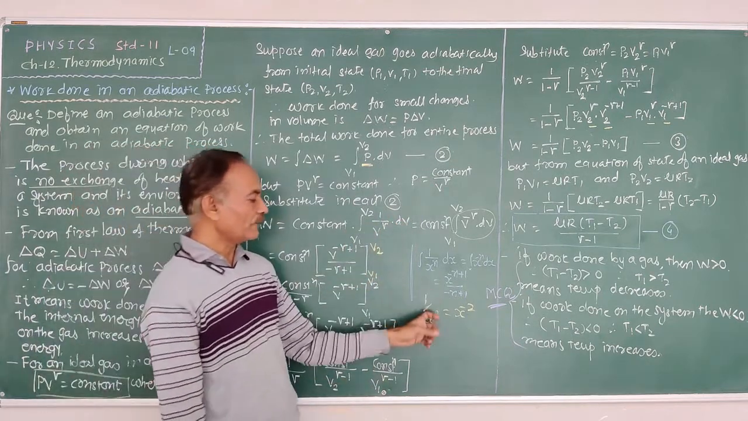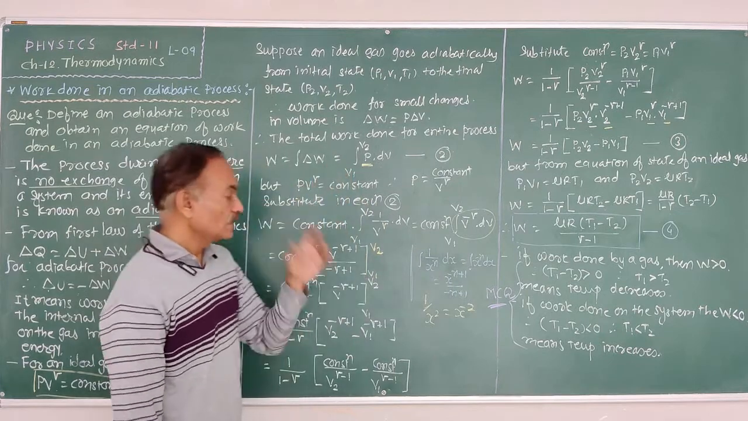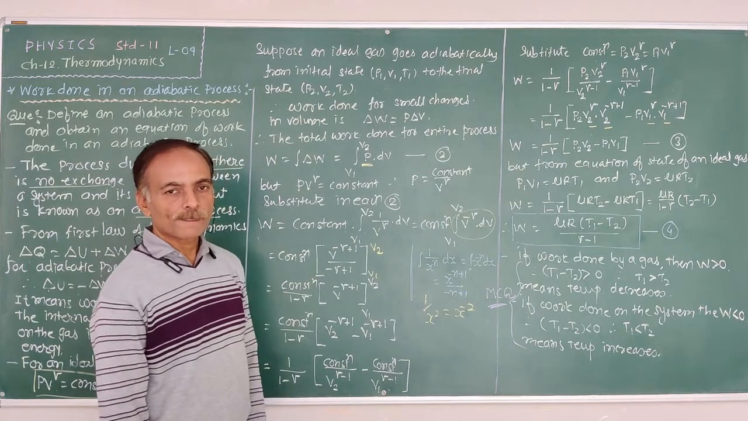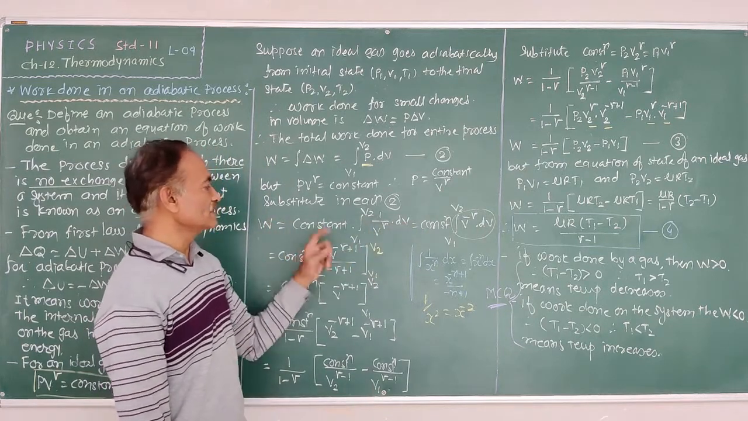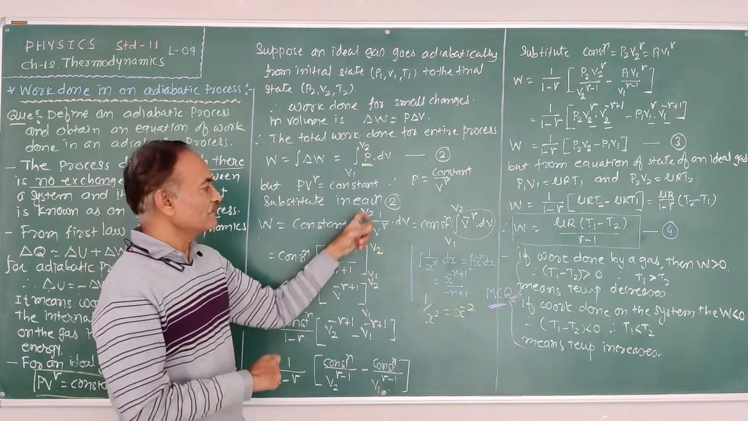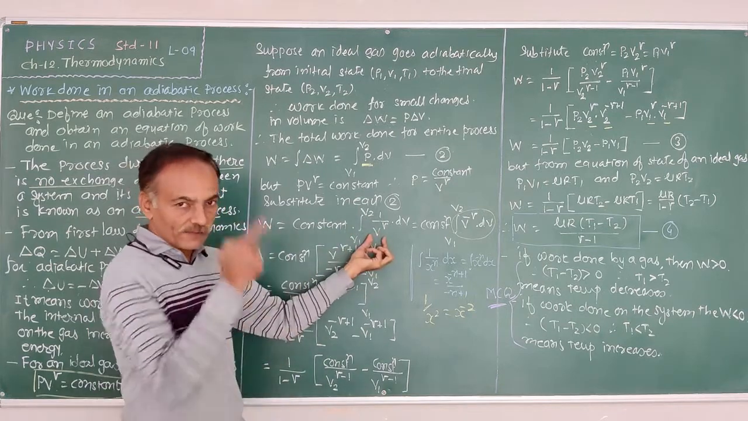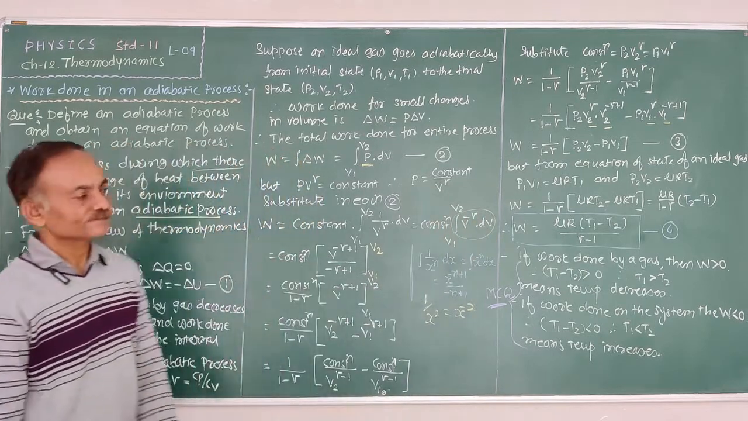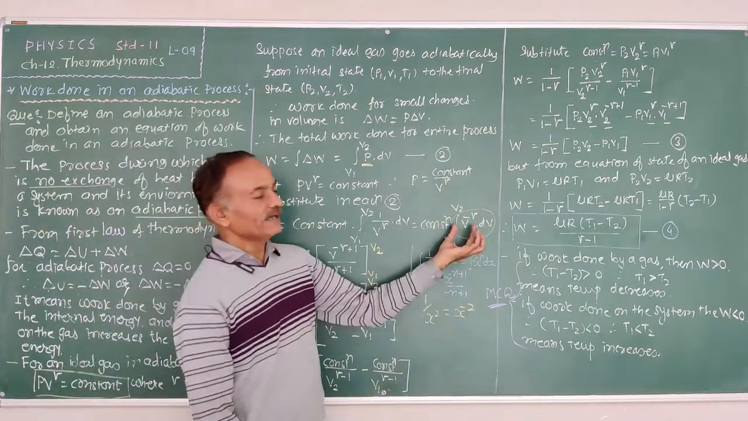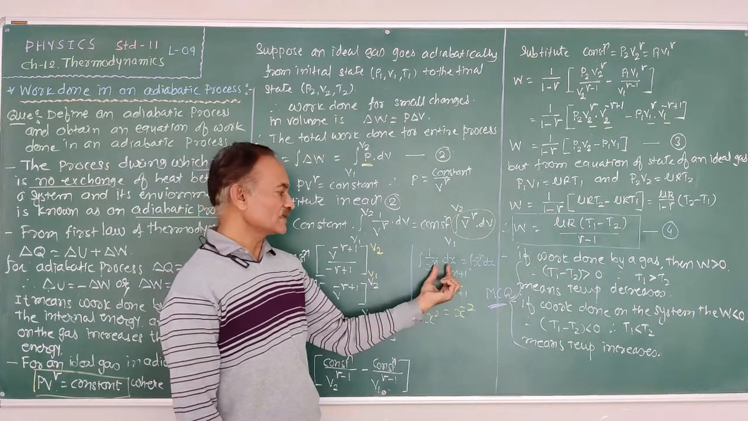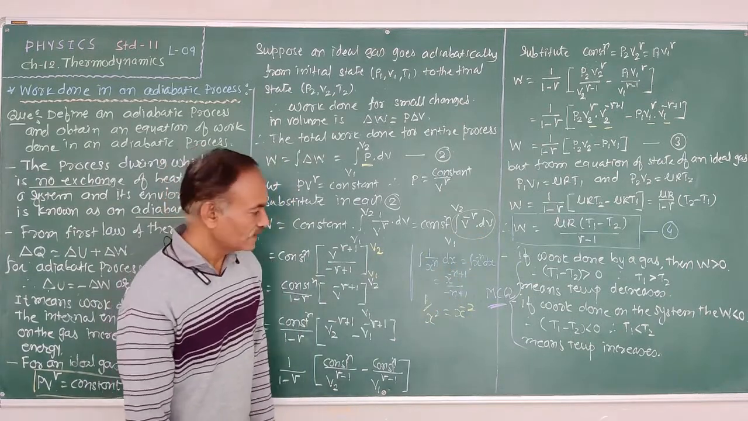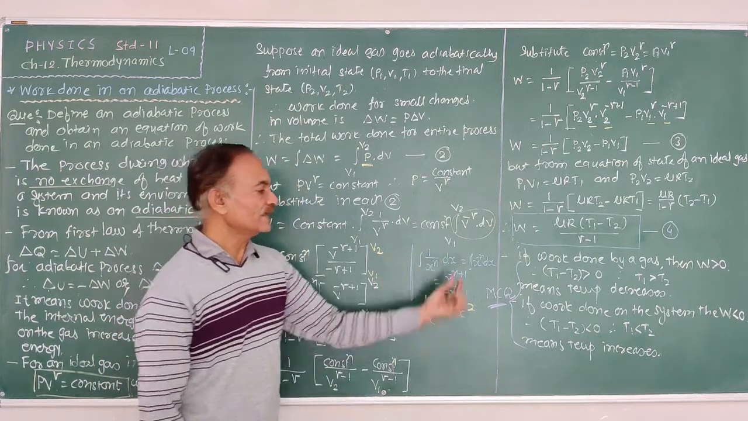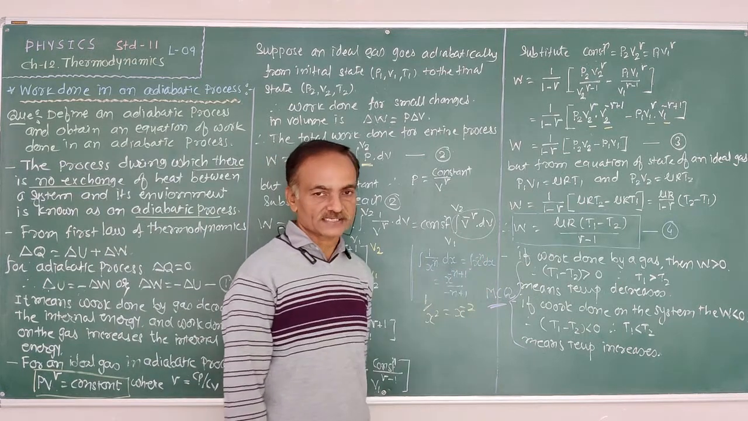We know that 1 upon x squared is equal to x to the power minus 2. Therefore, 1 upon V to the power gamma is V to the power minus gamma. So this equation, W is equal to constant into the integration from V1 to V2 of V to the power minus gamma into dV. Now, integration of this term, according to the standard equation of integration, 1 upon x raised to n into dx is equal to the integration of x raised to minus n into dx.